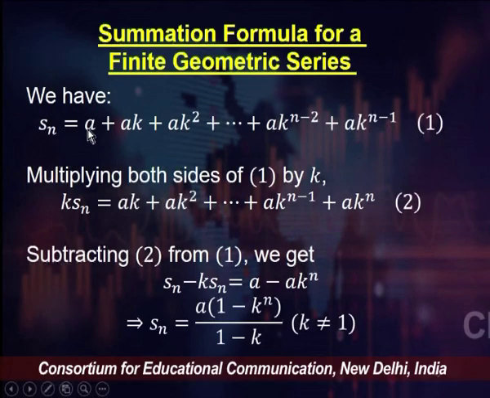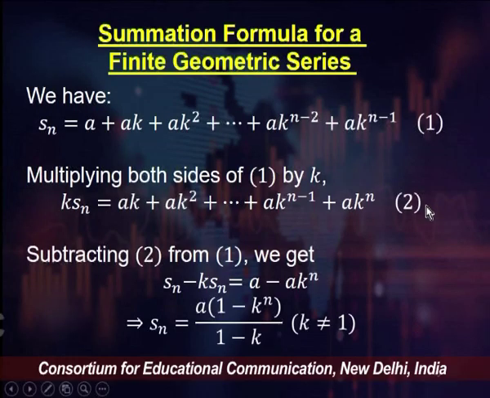If I multiply a with k, then I get ak squared, then I get ak cubed and so on till the last term, which is ak to the power n. Okay, when I multiply ak to the power n minus 1 with k, I get ak to the power n. When I multiply ak to the power n minus 2 with k, I get ak to the power n minus 1 and so on. So, this is how I generate 2.